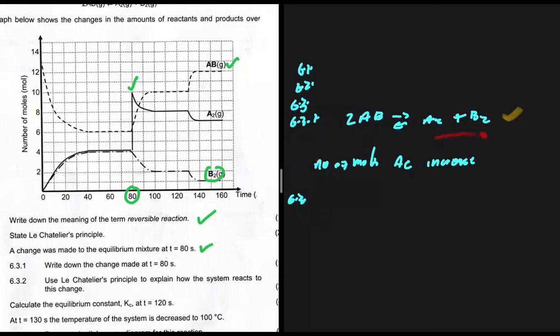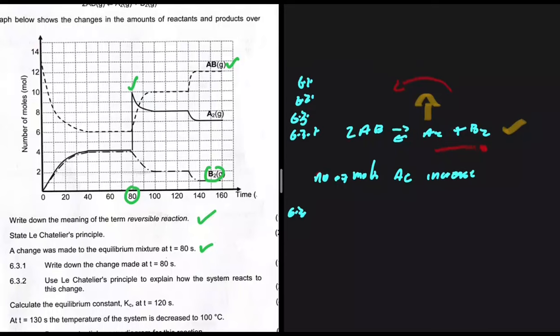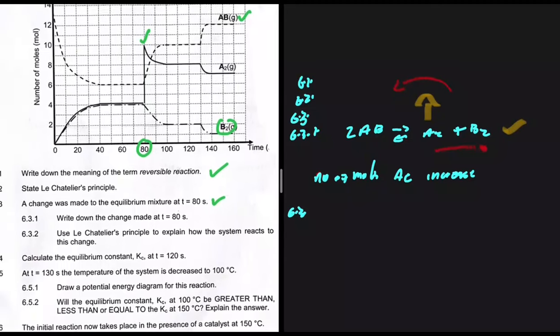So let's take a look at our reaction. If you increase the number of moles of A2, the system will want to reinstate a new equilibrium by favoring the reaction that reduces the number of moles of A2. Clearly, the reverse reaction reduces the number of moles of A2 because A2 plus B2 will be turned to AB. So that is how the system will react to this change. It will reinstate a new equilibrium by favoring the reverse reaction that leads to fewer moles of A2. That is 6.3.2.